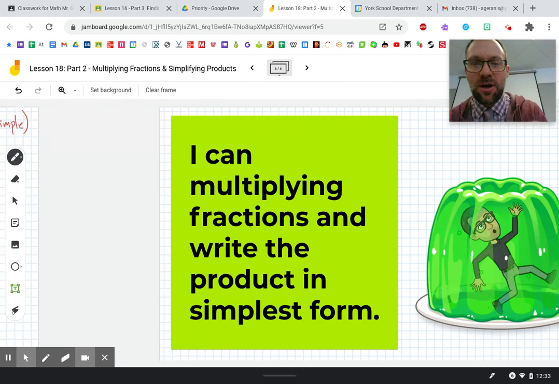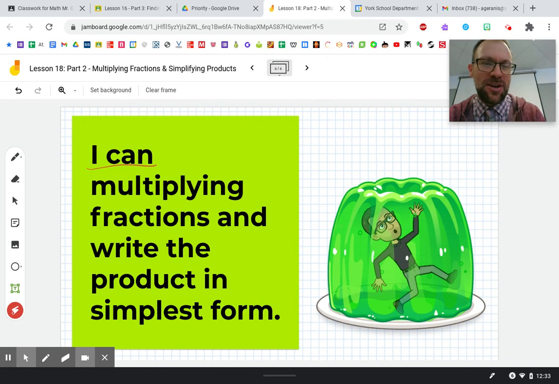All right. If you are not learning the prime factorization method, tune back in. Rejoin us, please. Here we go. Let's wrap up together. Our learning target today is I can multiply fractions and write the product in simplest form.